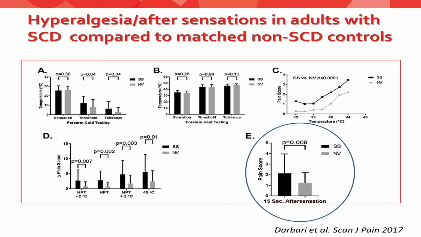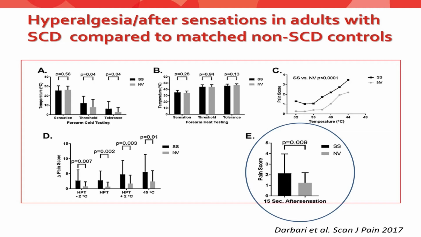So here you can see that patients who have sickle cell disease were more sensitive to pain. When you lowered the temperature, they started to have pain sooner. So they were more sensitive to pain, and also they had spontaneous pain.